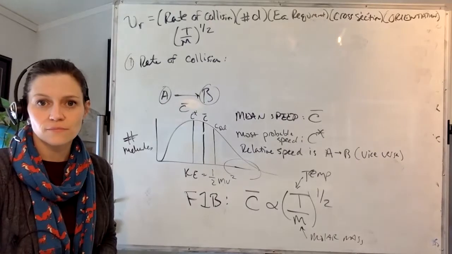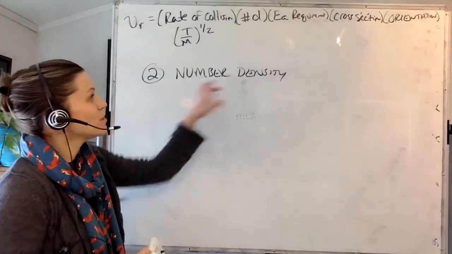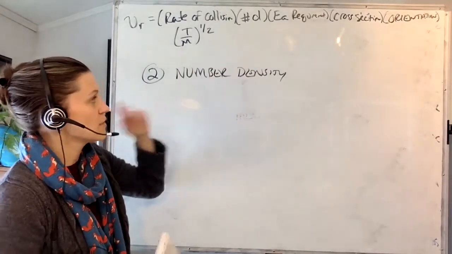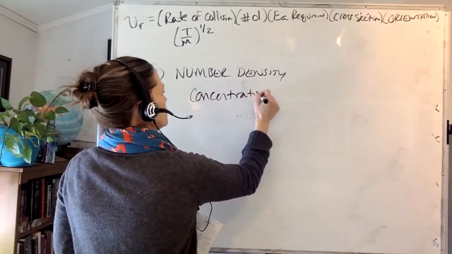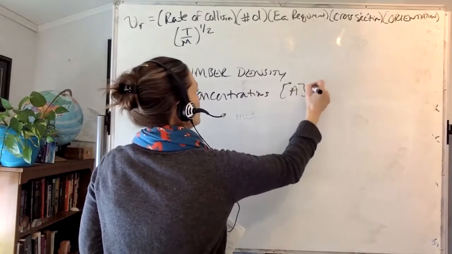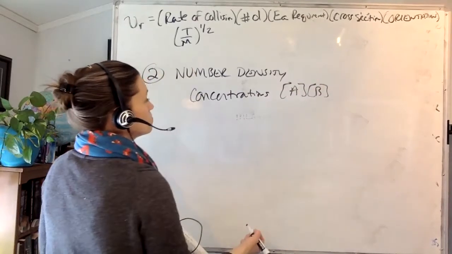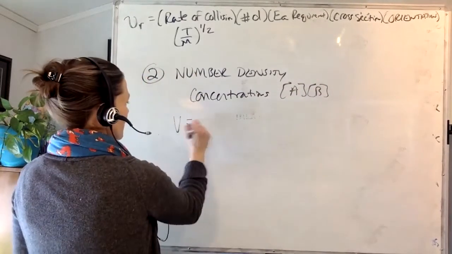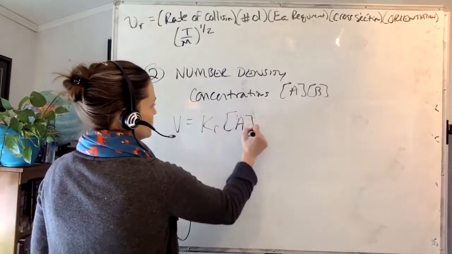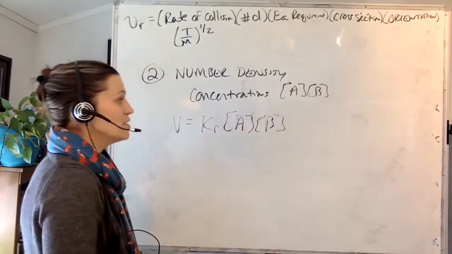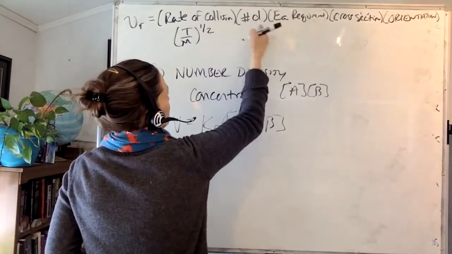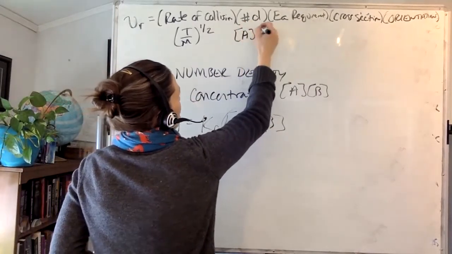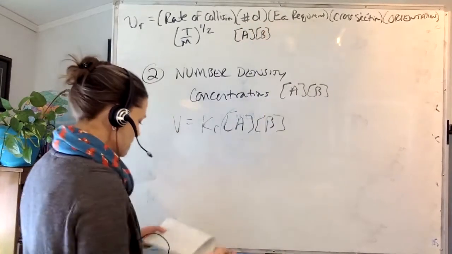Cool. Okay, next up, we have number density. That's the concentrations of A and B. Well, that's cool because we know that the rate is equal to the rate constant times the concentration of A and the concentration of B. So taking that into account, there's that contribution. We're just going to include for the number density the concentration of A and the concentration of B.